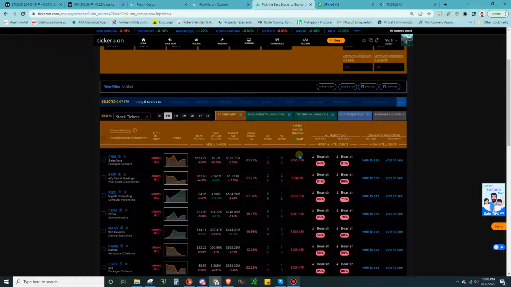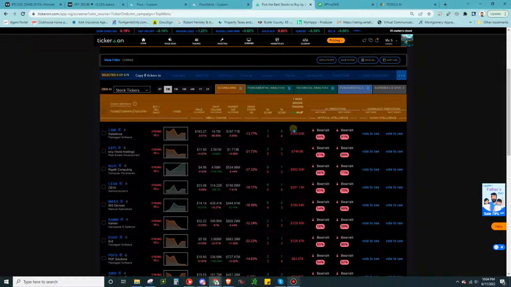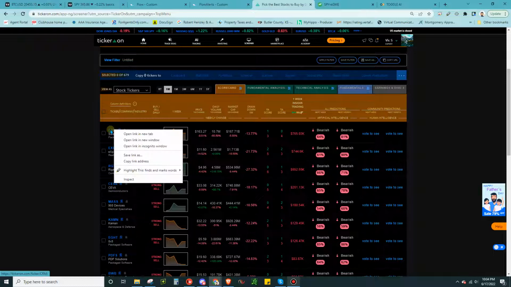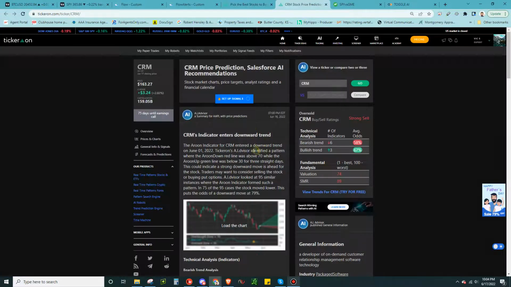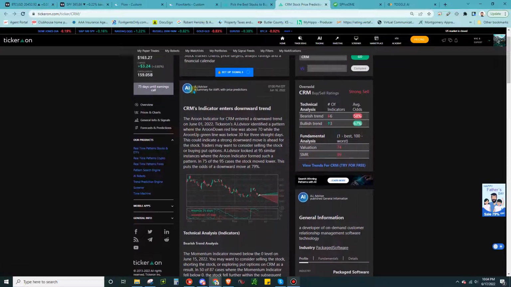I've seen a lot of this type of selling going on with Workday. There's a lot of bearish flow there. So CRM, a strong sell. That's interesting. Another thing I like to do is pull up the stock's summary page, to see what the AI advisor is basically saying.